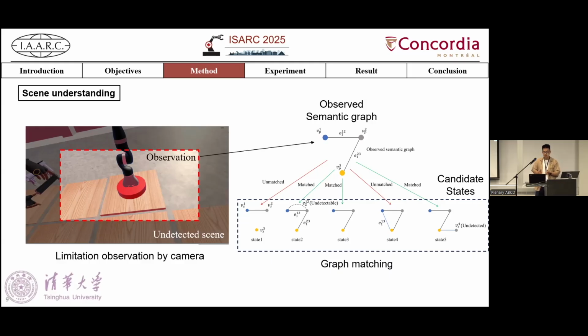So it allows the robot to infer the actual state based on its incomplete observation. And so it uses its incomplete observation to match a set of candidate states so that it can estimate the most possible working state. And through this process, the robots can adapt to the dynamic environment.